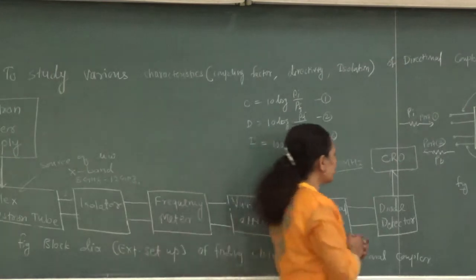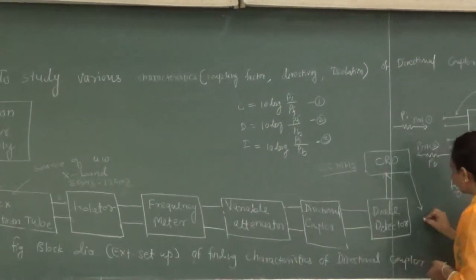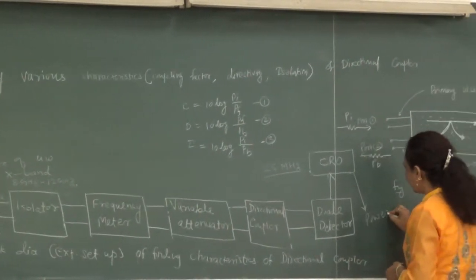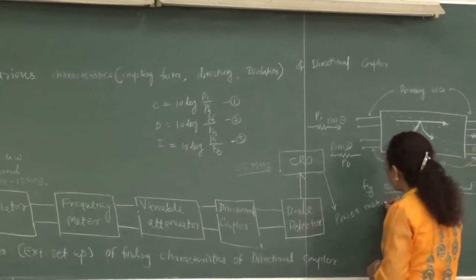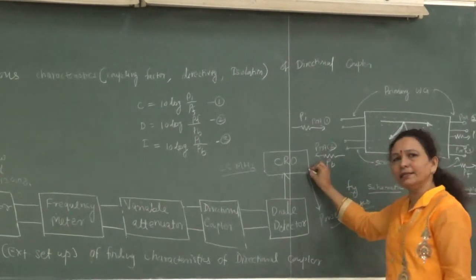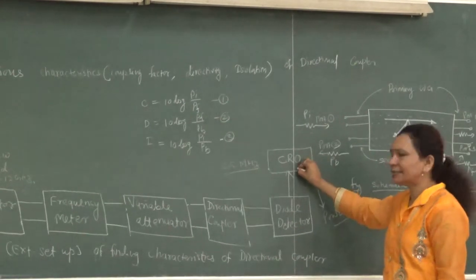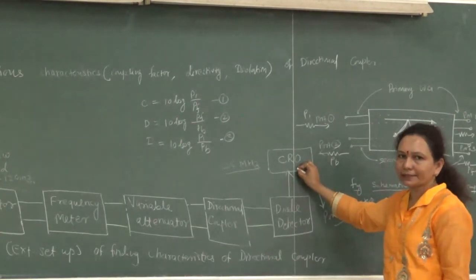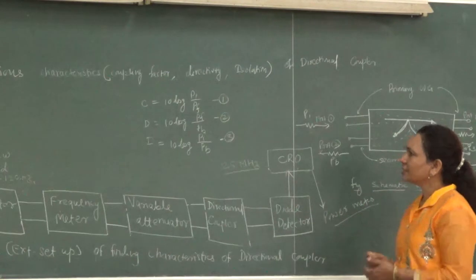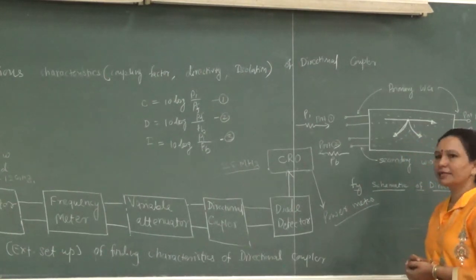Similarly, instead of CRO, you can connect here the power meter also. If you connect the power meter, then directly we get the signal in terms of power. Now here we are getting the signal in terms of voltage, right? Okay. So which are the various important characteristics for the directional coupler?